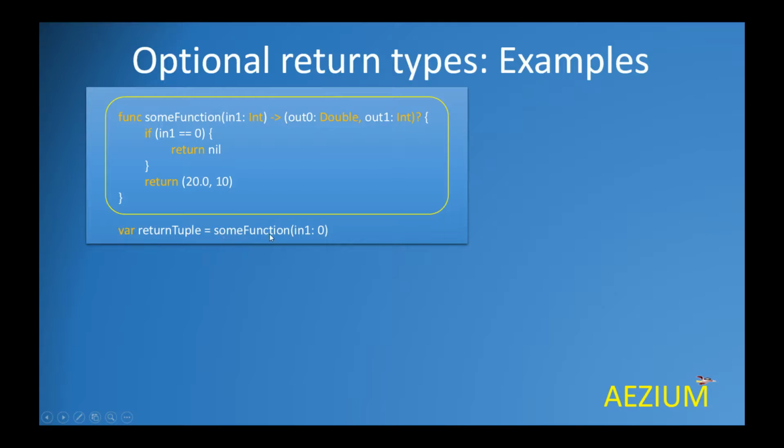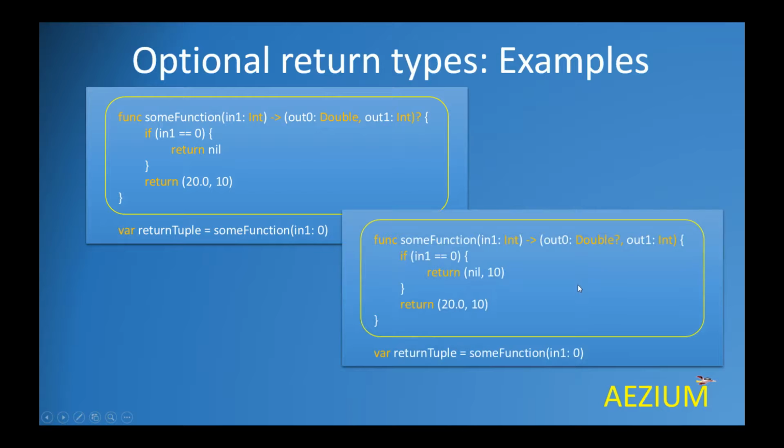So when we call the function, if we set the input parameter of the function to 0, the if statement here is activated. As a result, a nil is returned by this function, which is assigned to return tuple. If, on the other hand, we set in1 to be equal to 1, the if condition here is not satisfied, and we return this tuple including two values, 20 and 10, which is non-nil.